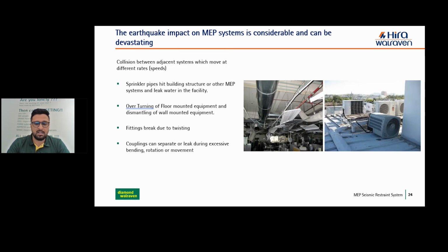When we talk about ceiling suspended services, there is more risk of collision because of the earthquake movement. All services will move at different rates, and there could be a risk of collision between these services, and after that collision there could be leakage or total destruction of any suspended service. When we talk about floor mounted equipment, we have the risk of overturning of the equipment because of the earthquake motion, because of seismic forces. And because of this twisting and motion, fittings could break and couplings could come out.